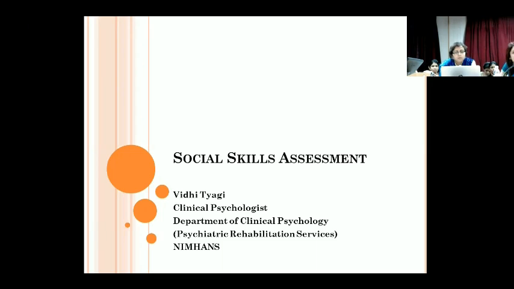First, Ms. Vidhi Tyagi will give us a little bit of introduction on the construct of social skills and focus on the way that we try to assess social skills here in our setting. And then we will move on to social skills training from the Manipal group.